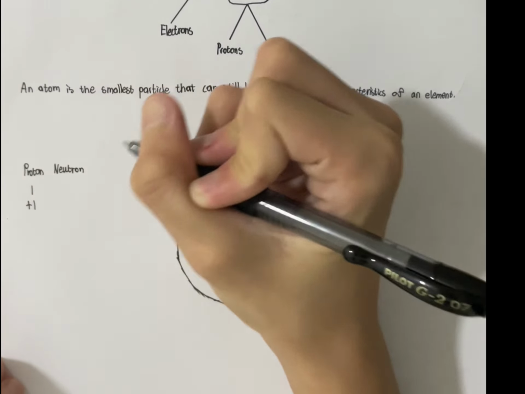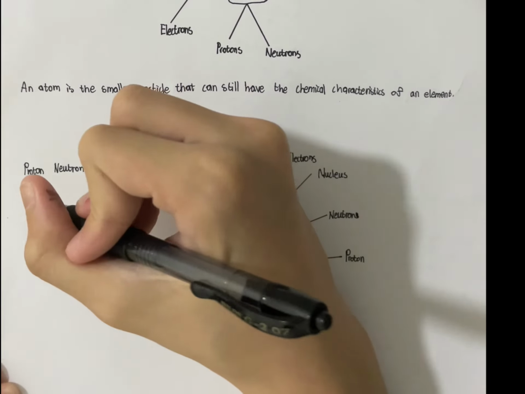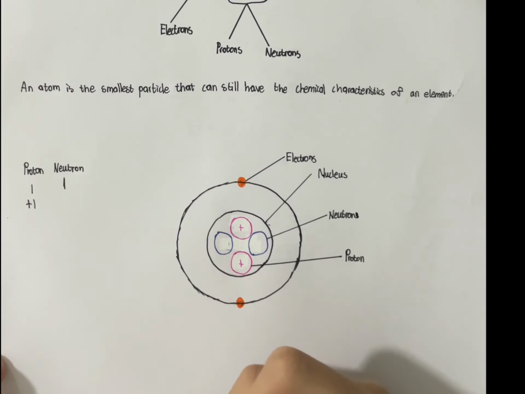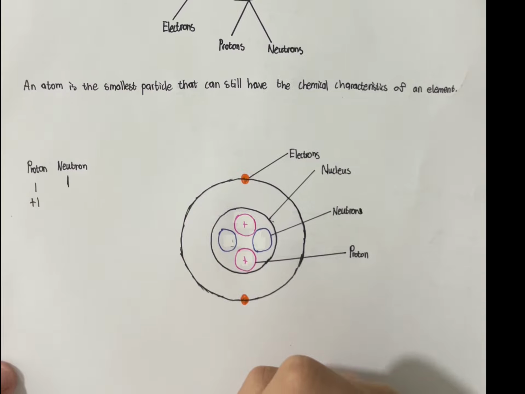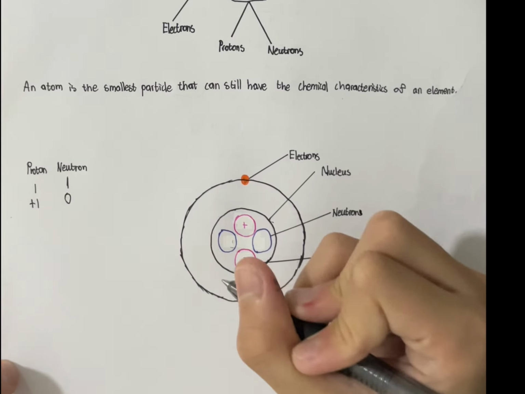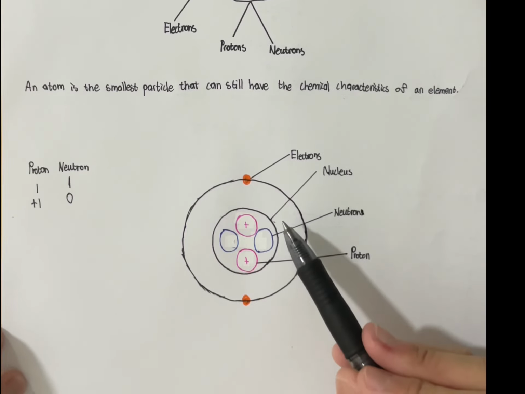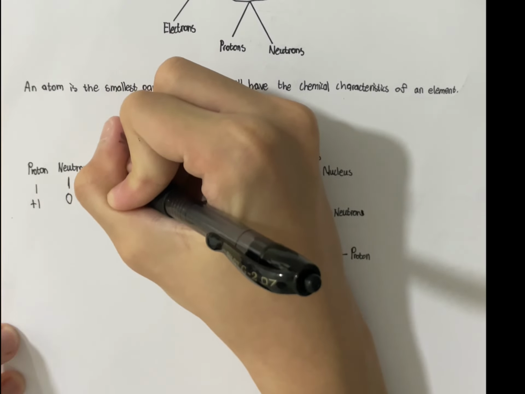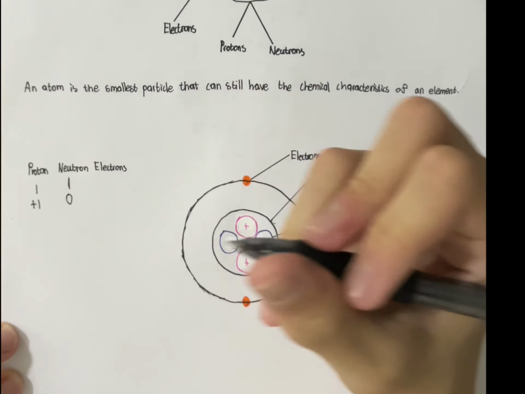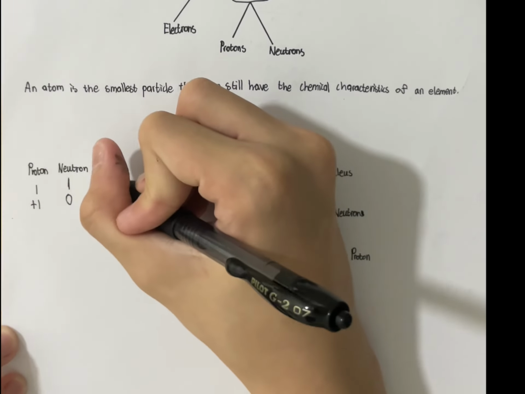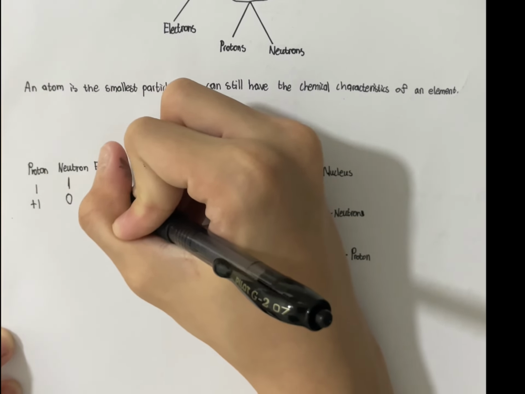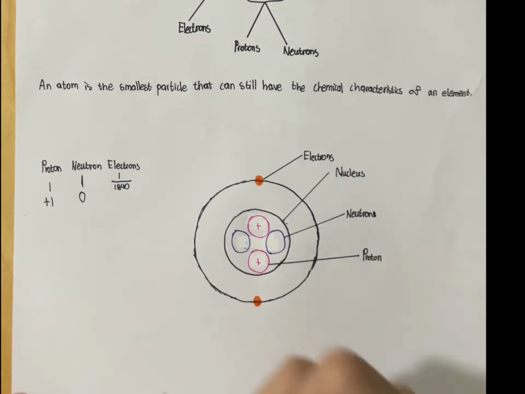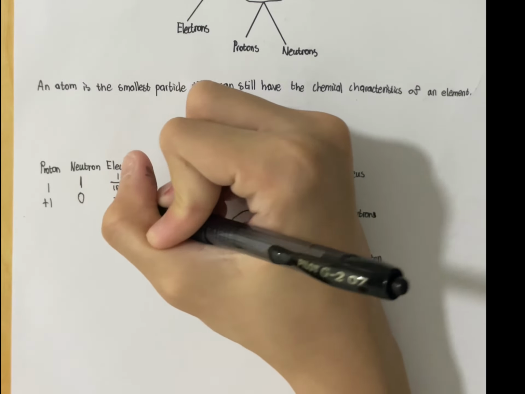What about the neutron? Well, the neutron has a relative mass of 1. It has 0 charge, it's neutral. And its location is also within the nucleus. And let's get into electrons. Electrons have a negligible mass, about 1/1840, which you don't really need to account for. And it has a charge of -1.